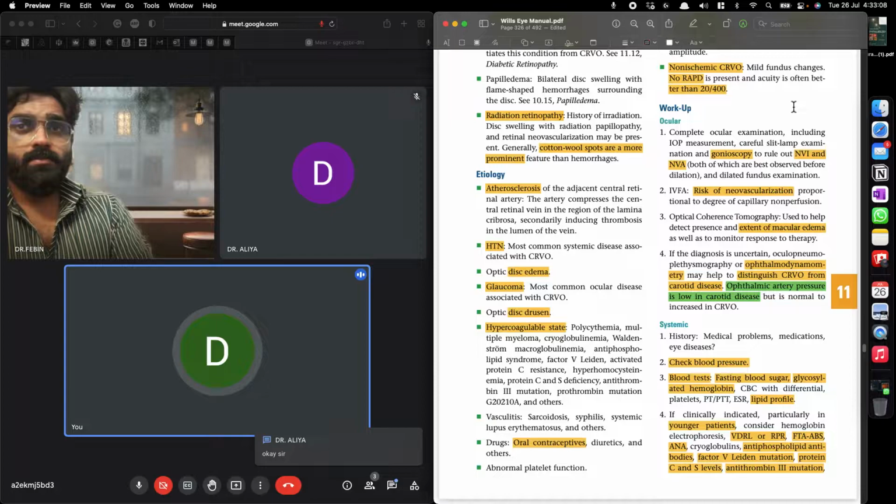So where were we? Yes, you will perform an IVFA and check for leaking vessels. A very important thing we forgot to discuss in CRVOs is optociliary shunts. Do you know what optociliary shunts are? Tortuosity? Have you heard the name? The shunt between the retina and the choroid?